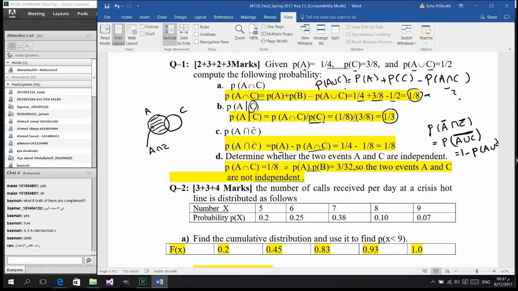Okay, exactly. All of this is from probability, which is chapter 2. All of this is from chapter 2.